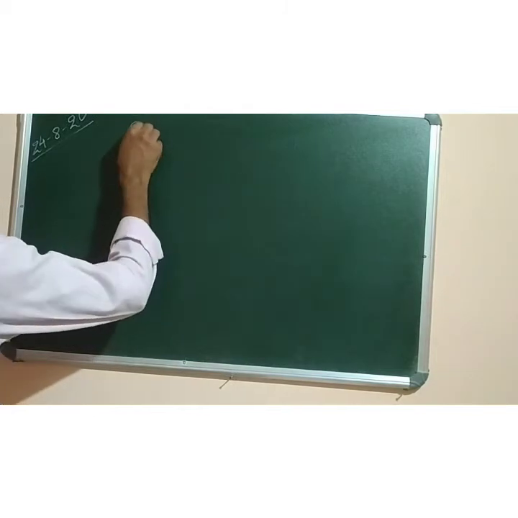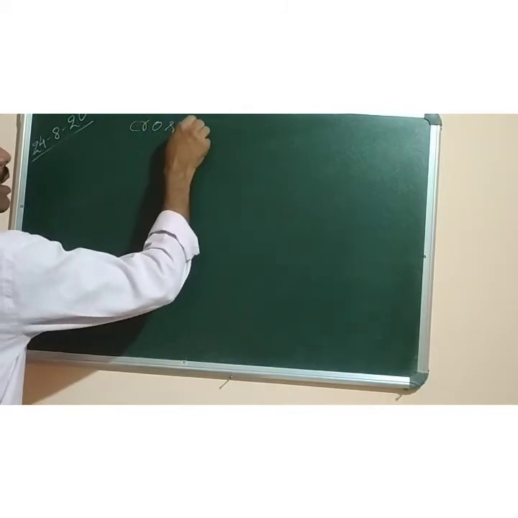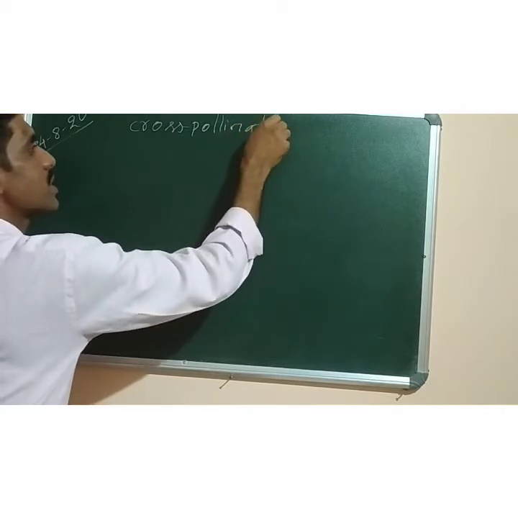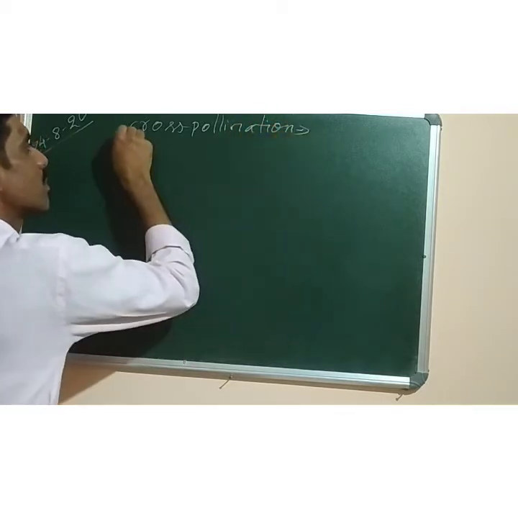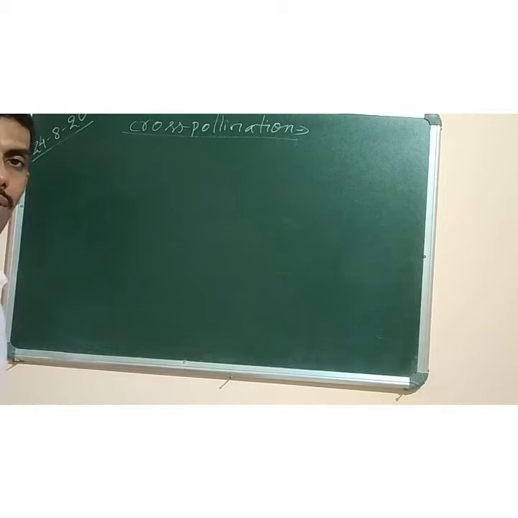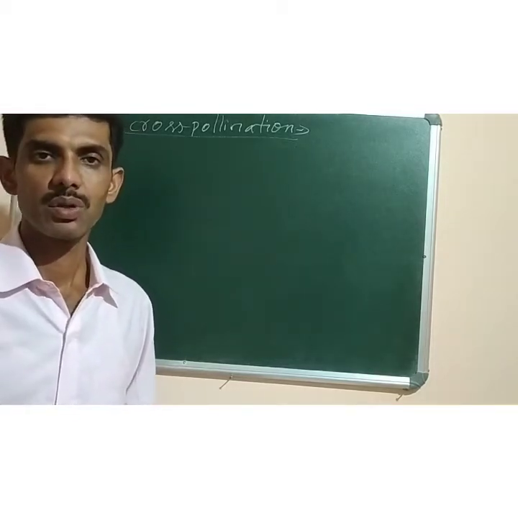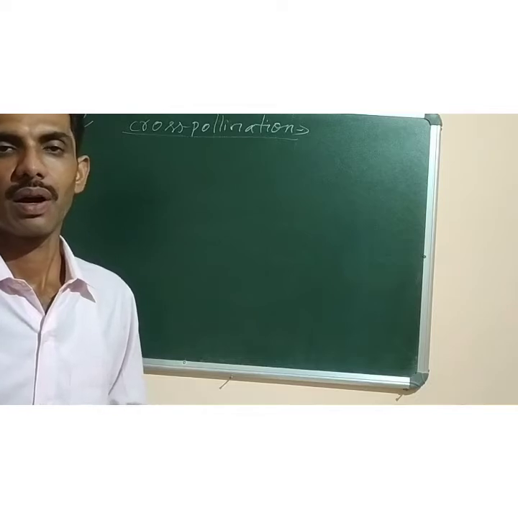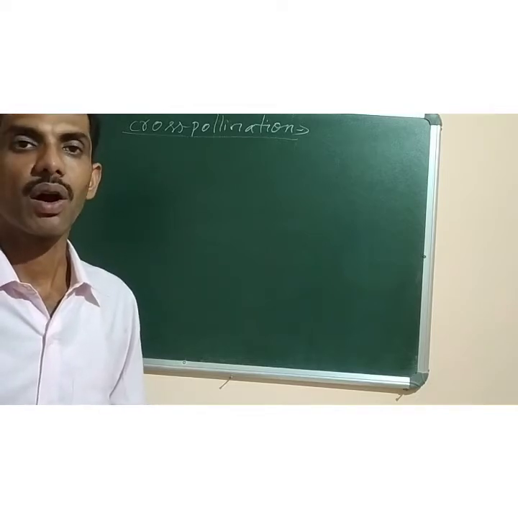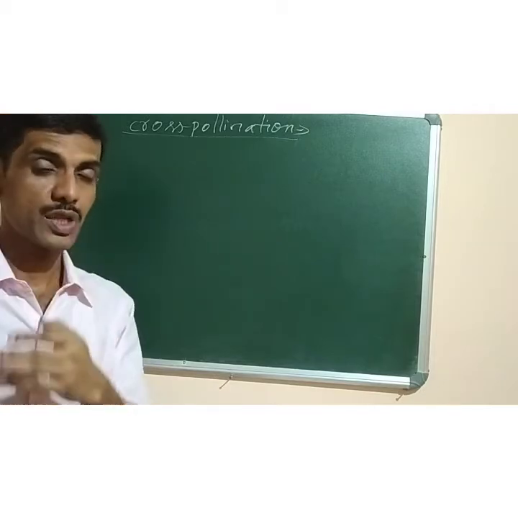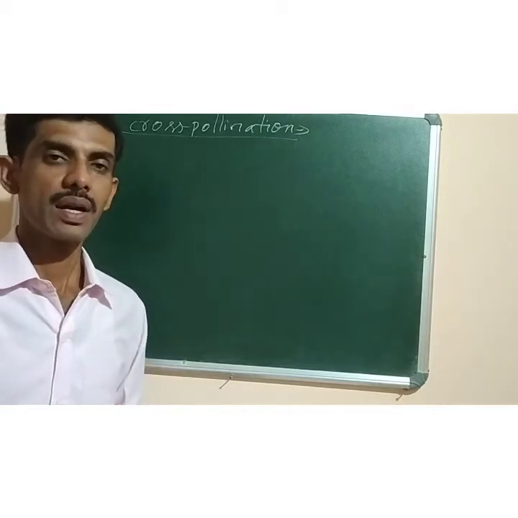Okay, so next we have cross-pollination. Already I said the definition. Cross-pollination means transfer of pollen grains from anther of a flower present in one plant to the stigma of a flower present on another plant. Means 2 different plants are involved. In cross-pollination, 2 plants are required.